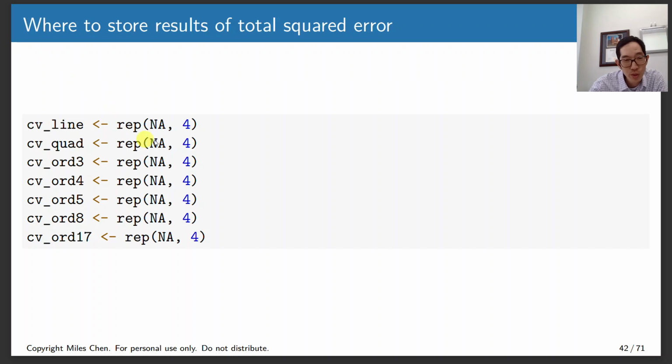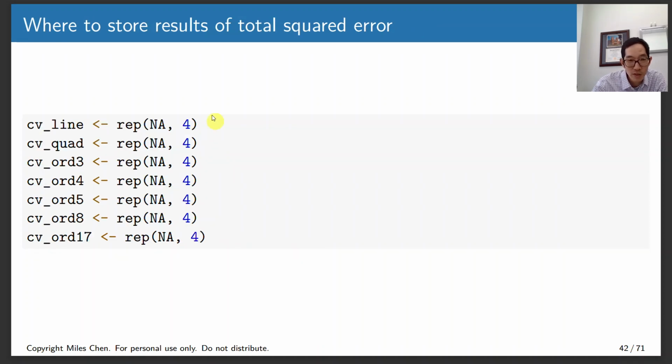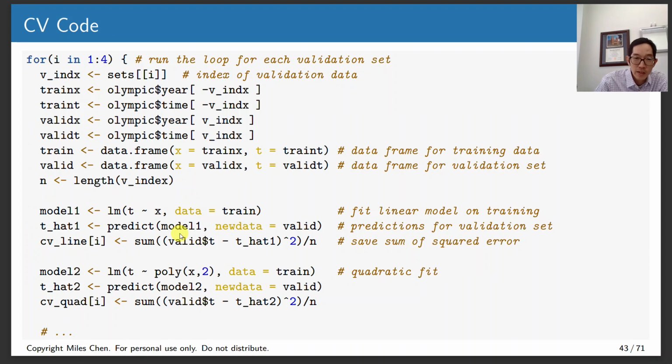I'm going to store all of my total squared errors in each of these different vectors. So this is going to be my cross-validation. Remember, we get a total squared error for when set A is the validation set, and then a total squared error when set B is the validation set. And so each of these things, we're going to have 4 values to fill in. And this is the code that we could run if I'm going to do cross-validation manually.